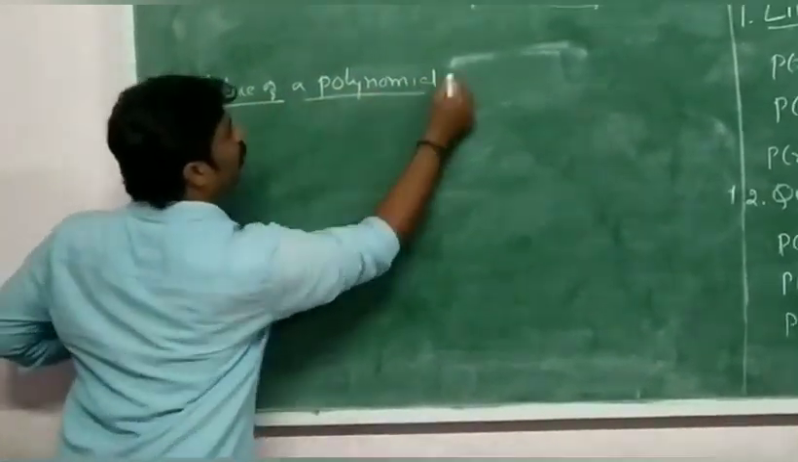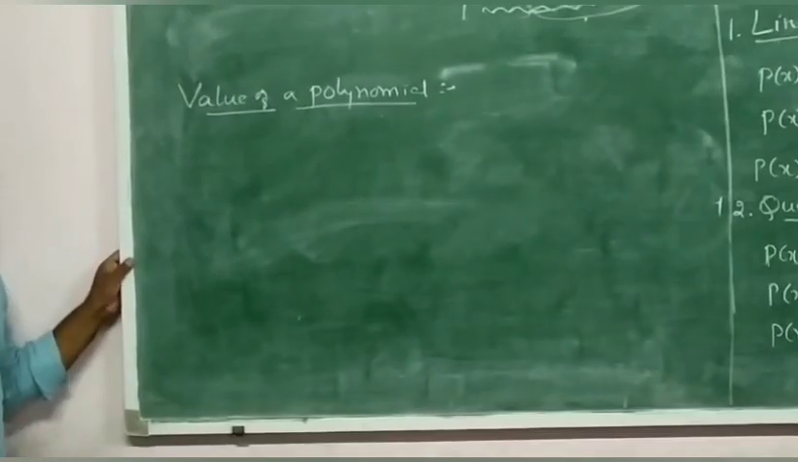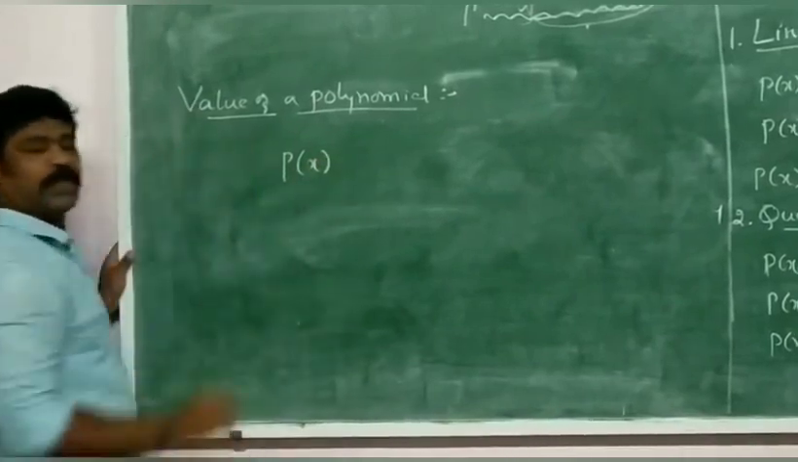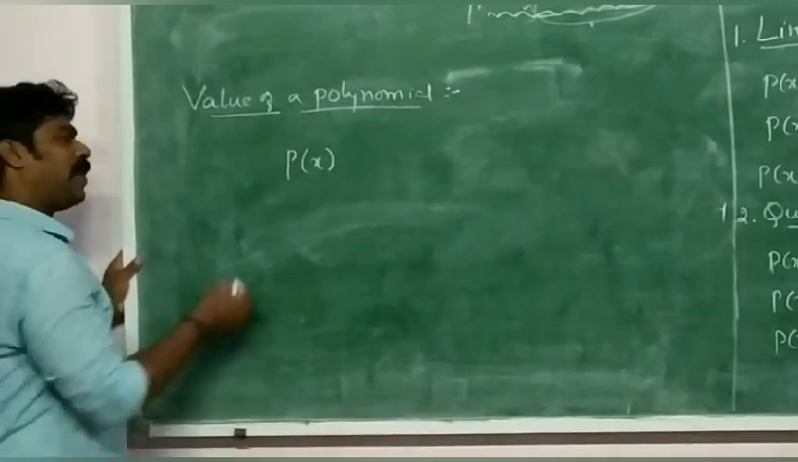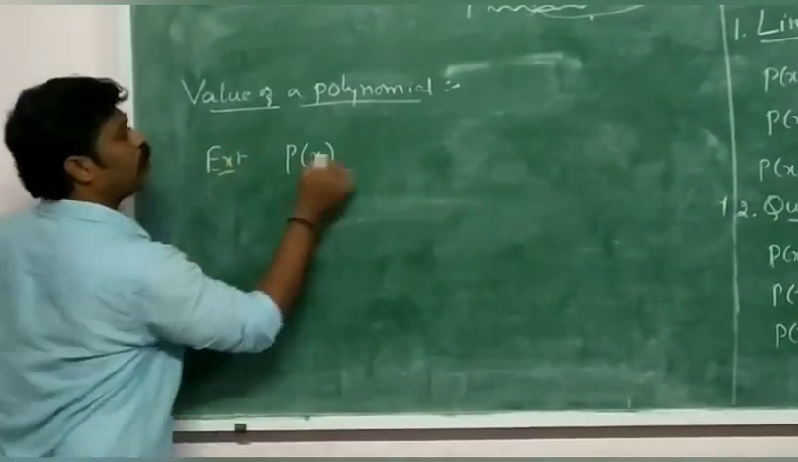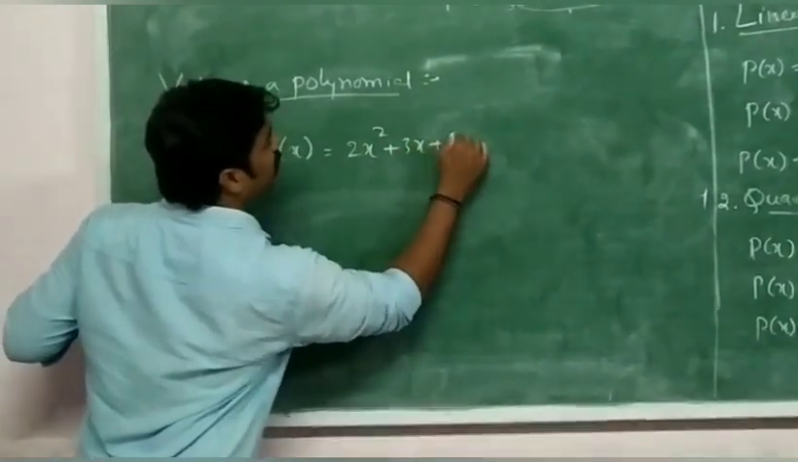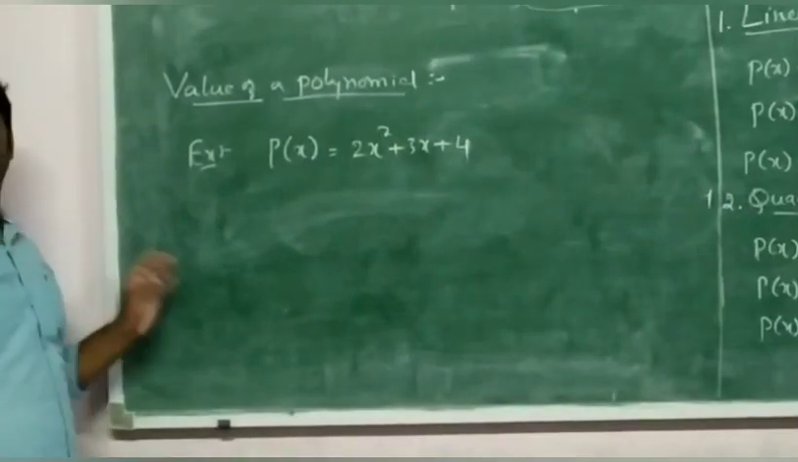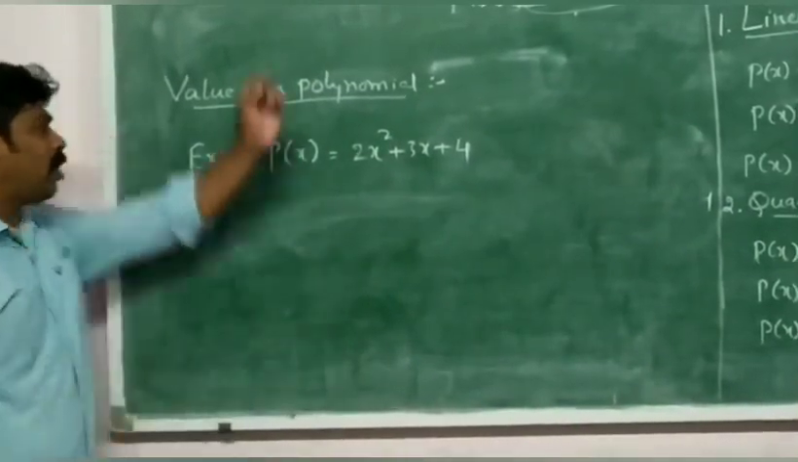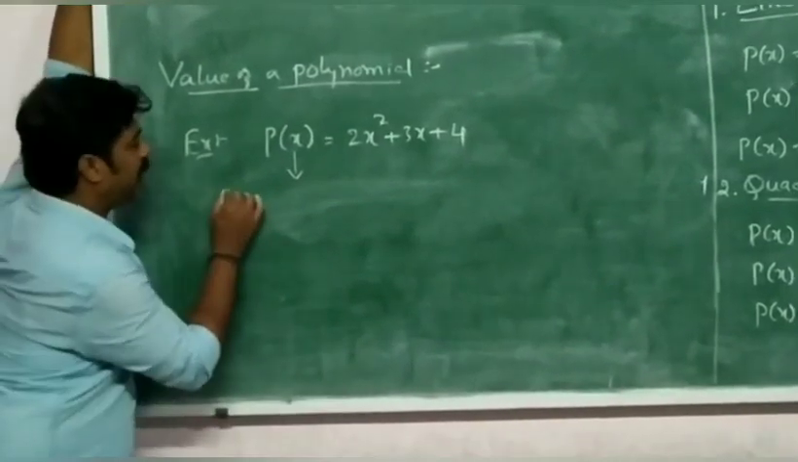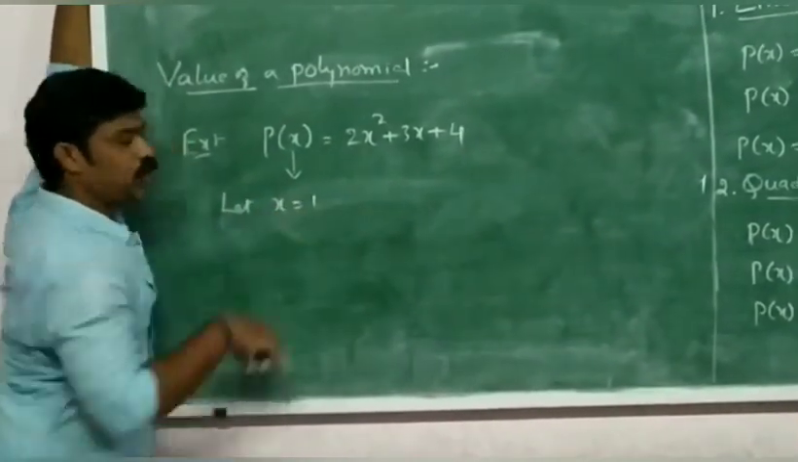Value of a polynomial. Now, what is the value of a polynomial? If I take p of x, any polynomial, for example, p of x is equal to 2x square plus 3x plus 4. Now, in place of x, if you substitute some real number, for example, if I take x as 1, then what will you get?